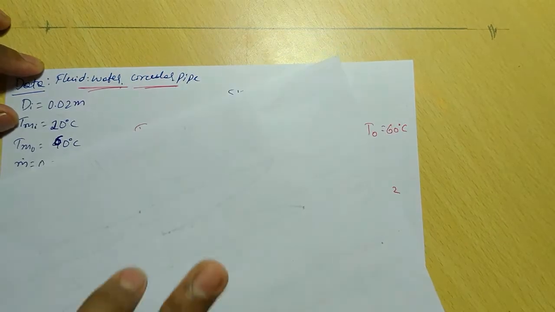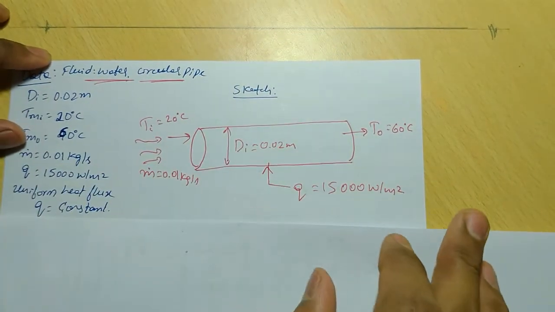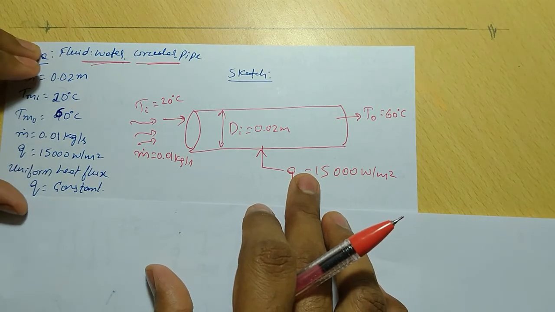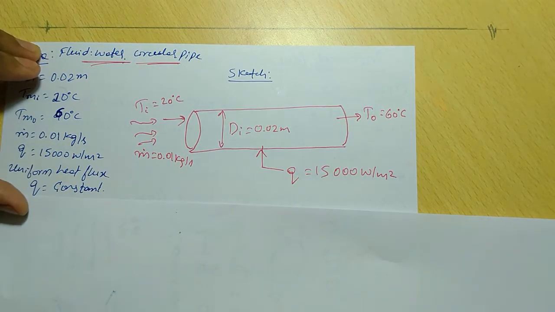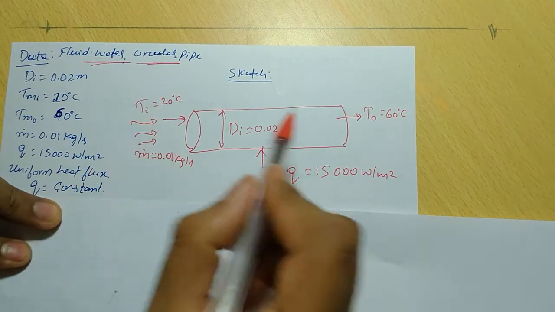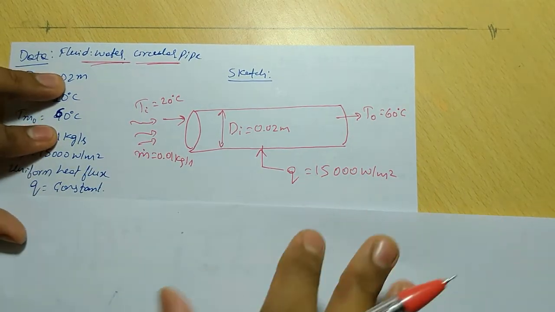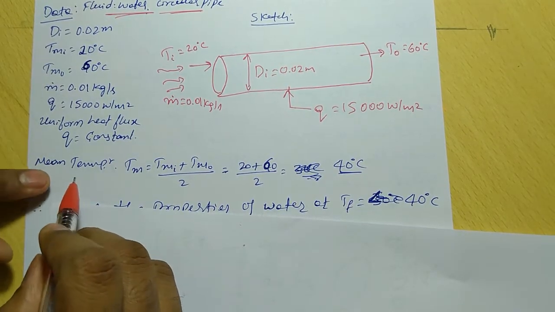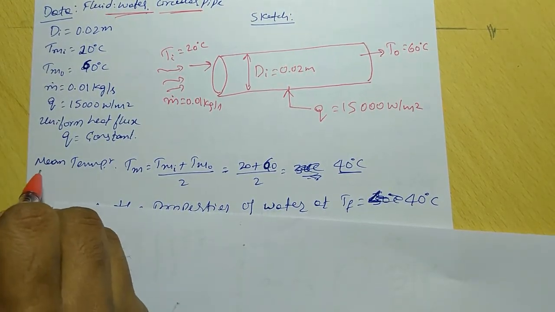Okay, once you collect the data and draw the sketch, the next step is what? Find out the film temperature. But you cannot say film temperature in internal flows. You have to say mean temperature. Mean temperature means inlet temperature plus outlet temperature divided by 2. You should know the difference between external flow and internal flow. In internal flow, we call it the bulk mean temperature.